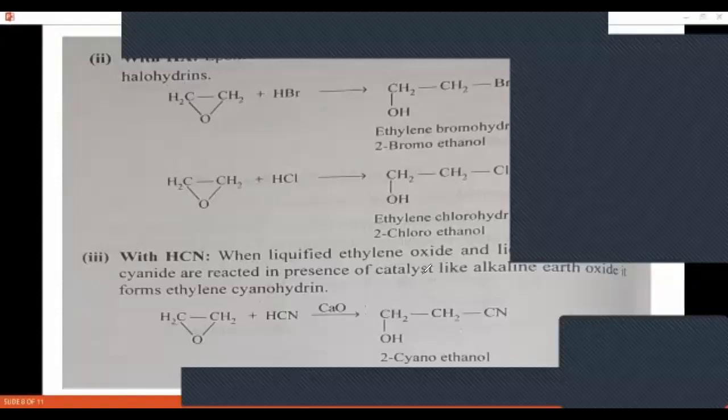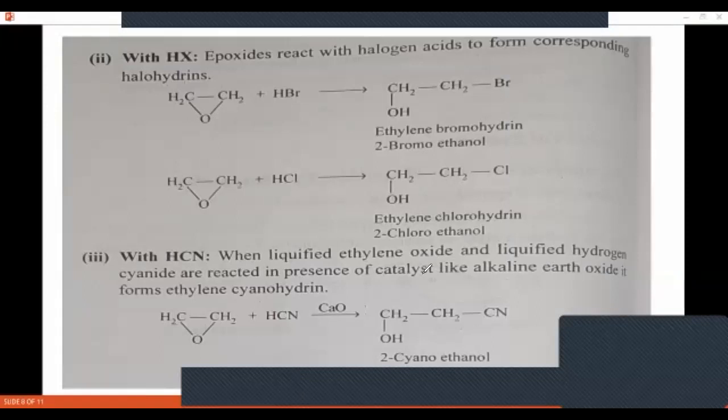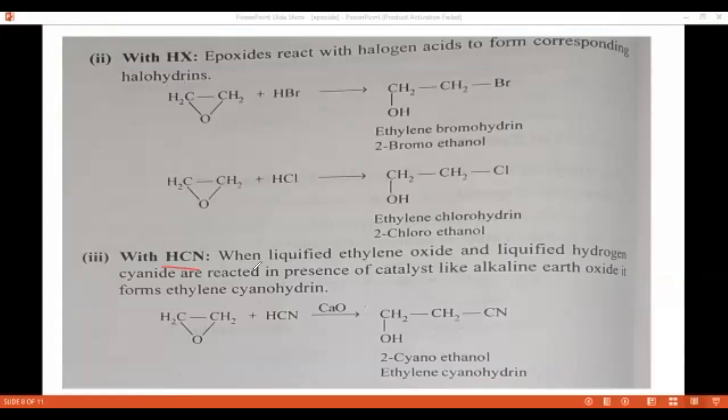Hello everyone. In this lecture, we will see some reactions of epoxides. Now, the epoxide reacts with hydrogen cyanide.